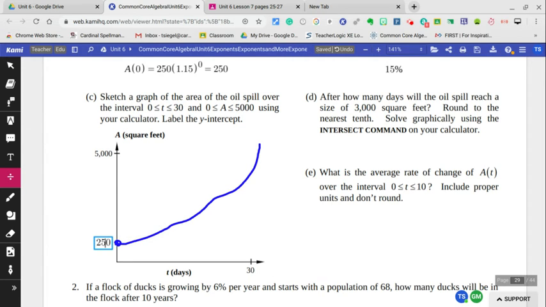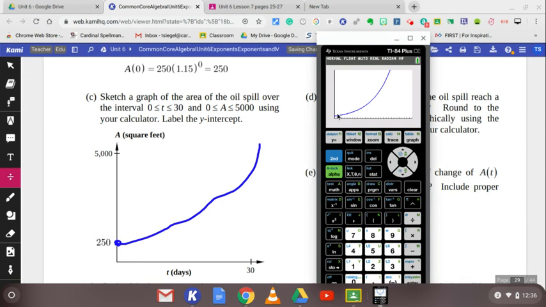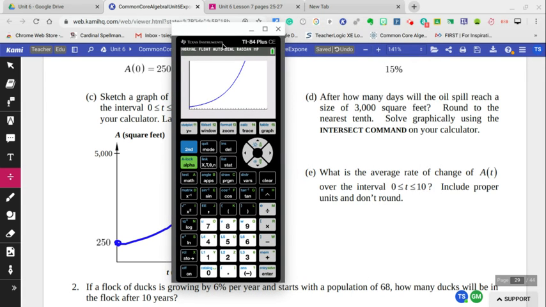All right. Now it says, after how many days will the oil spill reach a size of 30 square feet? Round to the nearest tenth. And it says to solve graphically using the intersect command on your calculator. So what we're going to have to do is put in a second equation where everything is 3,000 high. So really what we're going to do is put in the equation y is equal to 3,000, and that's going to give us that horizontal line.